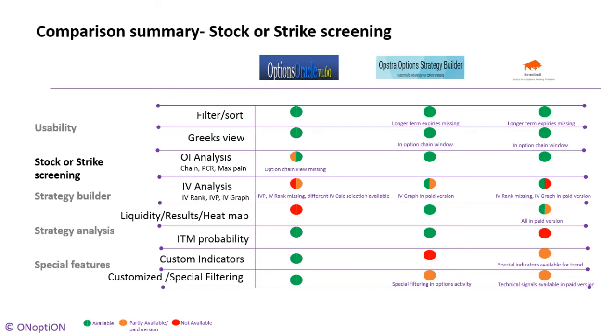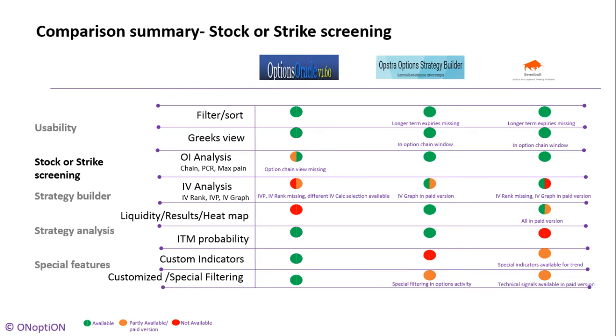Liquidity based filtering and result date based filtering is available in Opstra, and Sensibull also has it, but in the paid version. OptionsOracle is completely missing this feature. And heat maps are really good in Opstra. You can go and have a look, and Sensibull is offering a heat map for futures in the paid version. ITM probability is available in OptionsOracle and Opstra, but not in Sensibull.